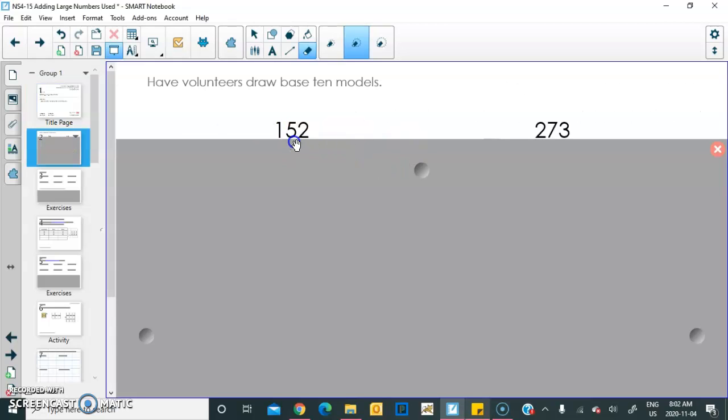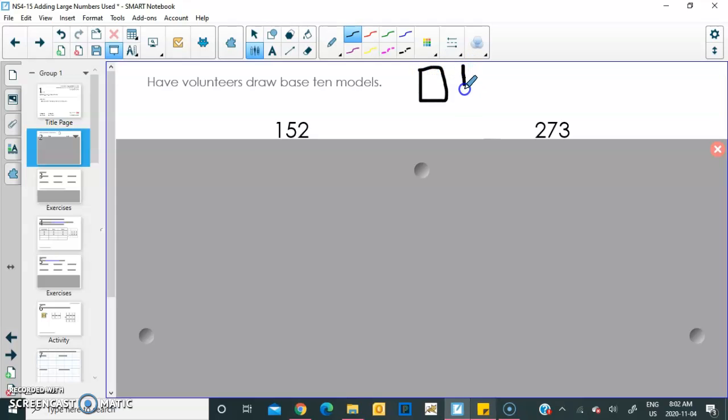Okay, so I want you to draw base 10 models for 152 and 273. Now remember, to draw 100 base 10 model, it is a big square. To draw a 10, it's a rod like that. And to draw a 1 cube, it looks like a little dot, okay? So this is 100, 10, and 1. Okay, I want you to pause the screen.